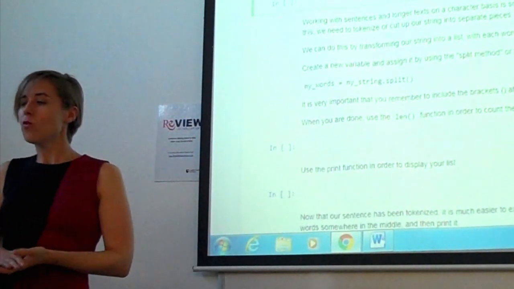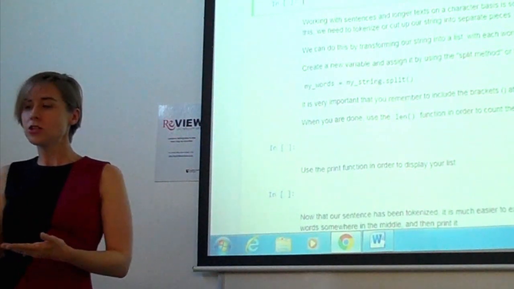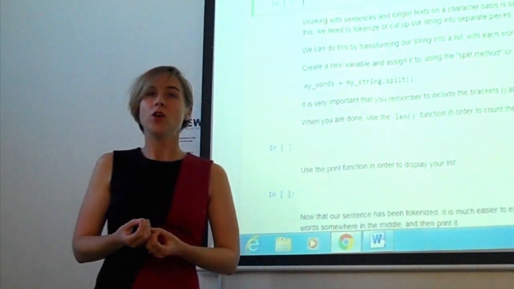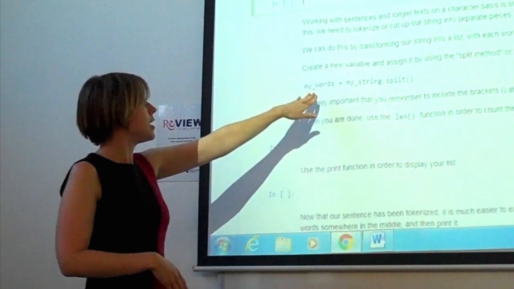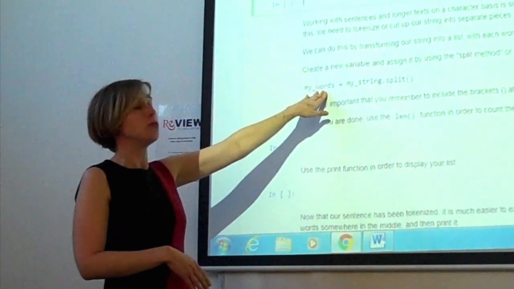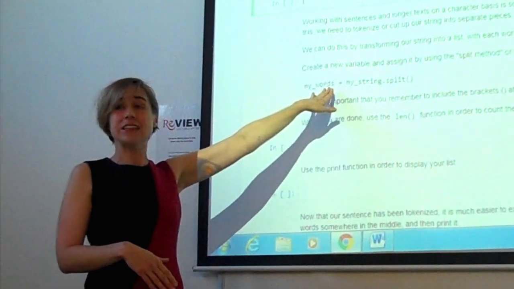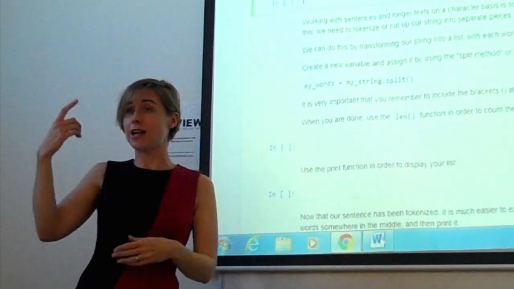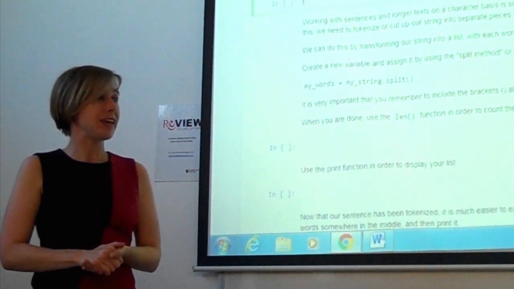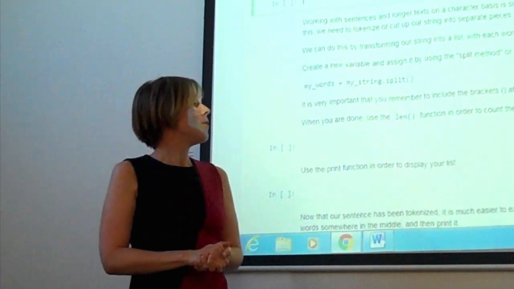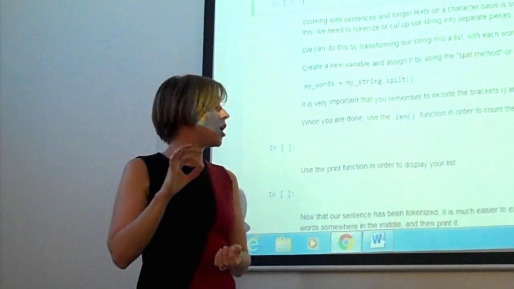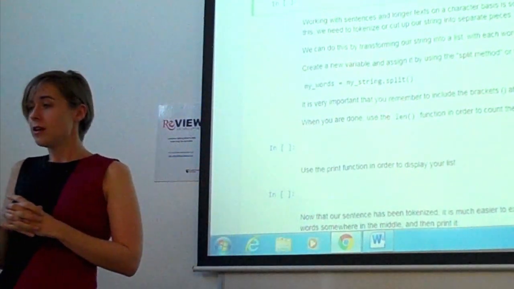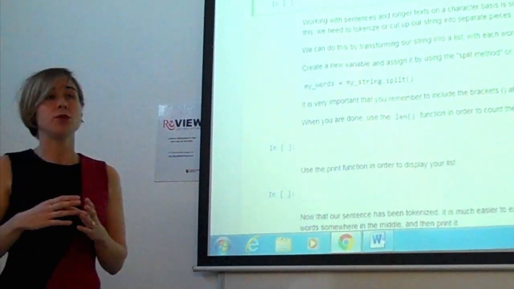And the way you do this is you can either print or you can create a variable, and I would suggest you create a new variable, which is a list. So if you create a new variable called my words, that's going to be a list, and equal it to my string, which is that sentence that I had you assign right at the very beginning, and then point or full stop, split with brackets around it. It's really important that you remember to put the brackets at the end.